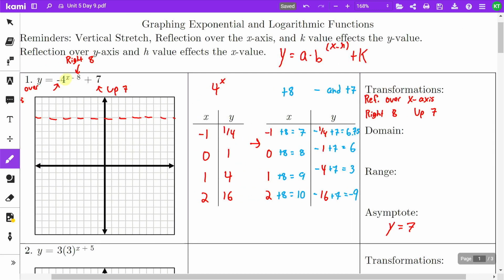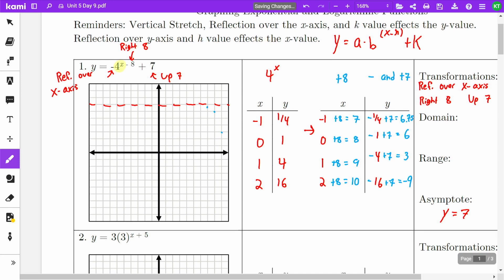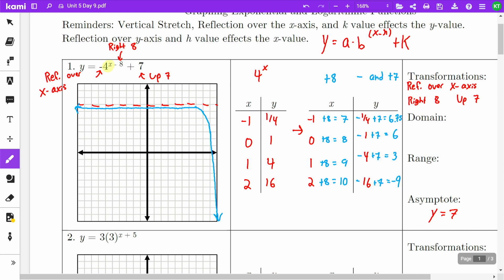So I'm going to go ahead and plot these points here. So at 7, I will be going up 6.75, which will be about here. At 8, I'll be going to 6. At 9, I'll be at 3. And at 10, I'll be at negative 9. So this one will be going downwards or decreasing. And if we want to connect these points at the start, it'll look something like this. Now, going to the left, as we approach negative infinity over here, it will get close to our asymptote, but like all asymptotes, it will never actually touch it, so it'll look something like this. So this is what negative 4 to the power of x minus 8 plus 7 would look like graphically.